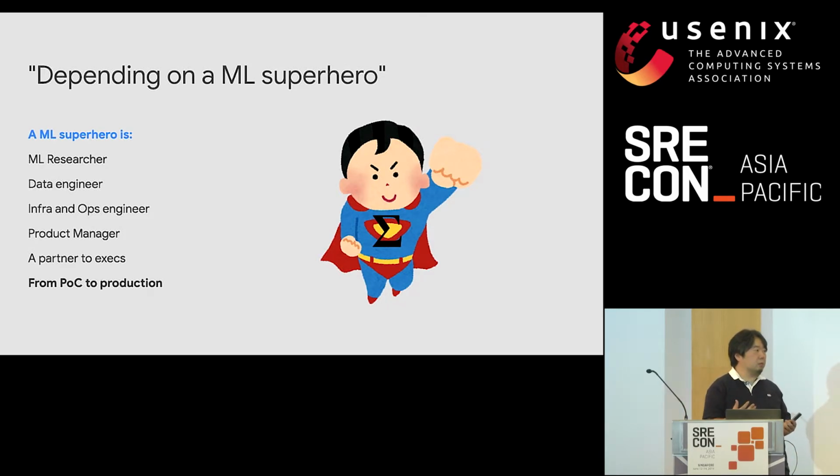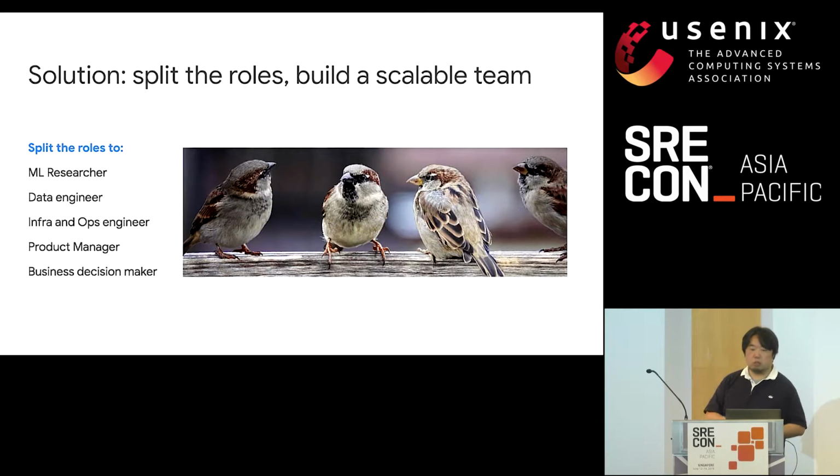So if you're really serious about bringing machine learning or deep learning into real-world enterprise businesses, this ML superhero pattern doesn't work and doesn't scale. The solution is to split the roles into multiple roles and steps in the team. You have to build a scalable team with ML researchers, data engineers, ops people, a PM, and a business decision maker. Let's take a look at a video as one example.